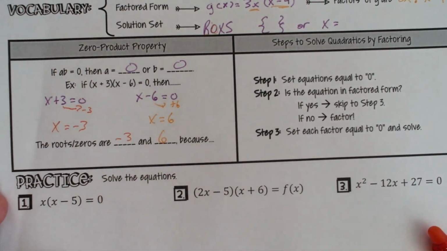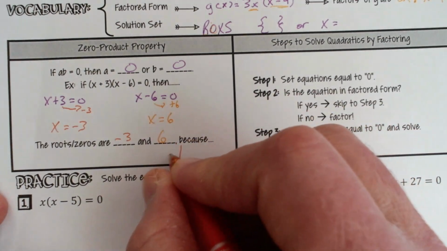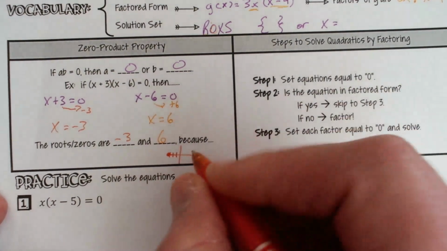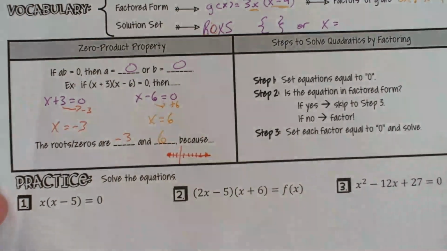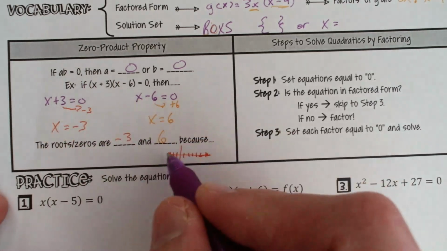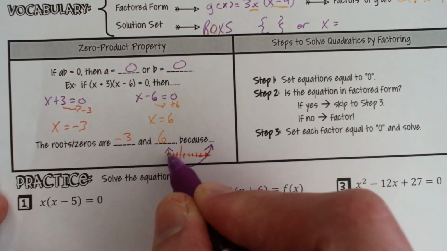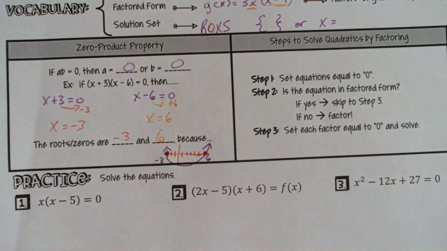And if you were to graph this, you would have a parabola. You would go over here 1, 2, 3. There would be a dot over here. And we go 1, 2, 3, 4, 5, 6. And there'd be a dot over here. And there would be a parabola that would go something like this. I don't know what the vertex would be. But the x-intercepts right here and here would be negative 3 and 6.